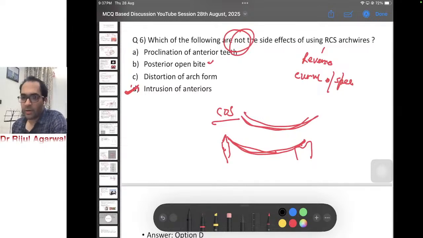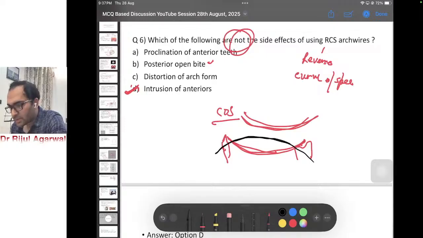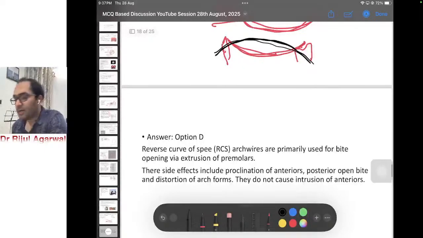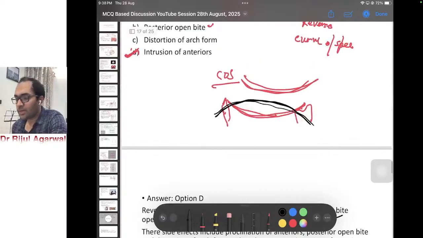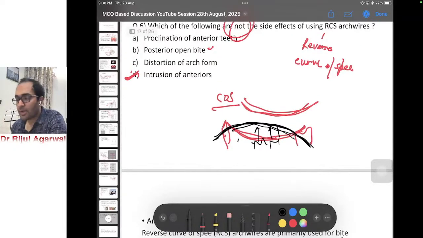I'll draw it with a different one. So reverse curve of Spee arch wire is like this. It is given so as to provide for bite opening via extrusion of premolars. So when you place an arch wire shaped like this inside the teeth, there are brackets here, premolars, molars are there. The premolars will erupt, leading to bite opening. So what will be the side effect of this form? If this kind of arch wire is left for a long time, it will lead to posterior open bite, which is a side effect.